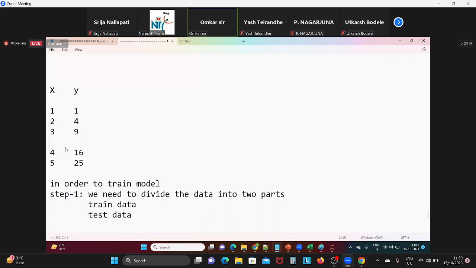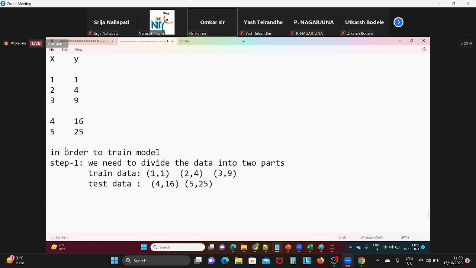Suppose the first 3 observations are called train data, and the last 2 observations are test data. Train data: 1, 1 is the first observation, 2, 4 is the second observation, and 3, 9 is the third observation. Test data: 4, 16 is one observation, and 5, 25 is the other observation. This is the first step: we need to divide the data into two parts, train data and test data.